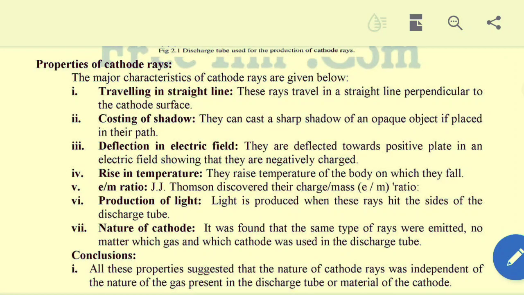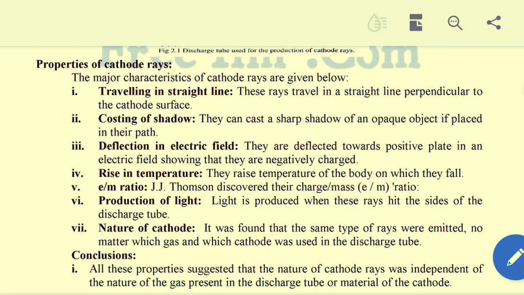Opaque means a massive object. Deflection in electric field: they are deflected towards the positive plate in an electric field, showing that they are negatively charged, because they move in the electric field from the negative to the positive terminal. They are attracted toward the positive plate. That's why it shows that they are negatively charged, because positive and negative charges attract each other.